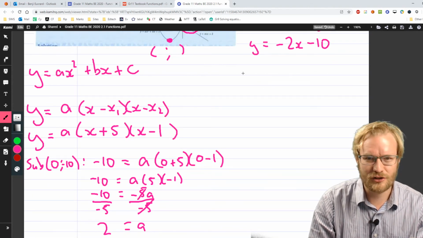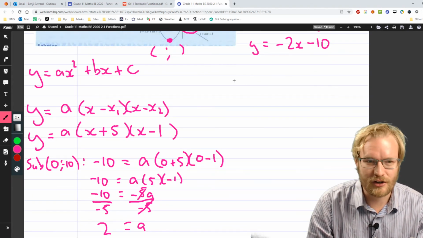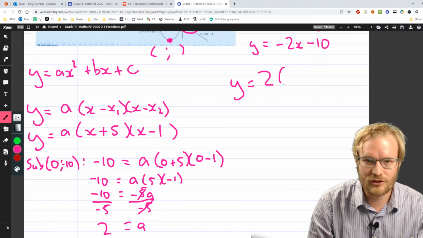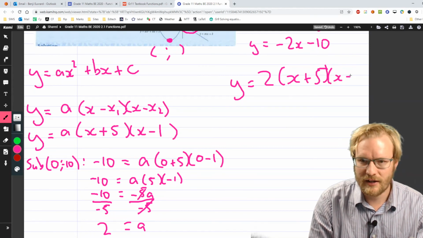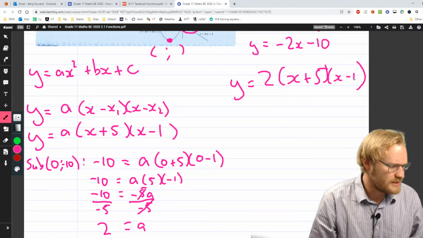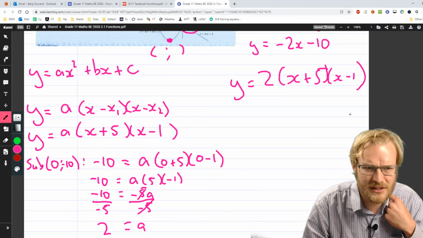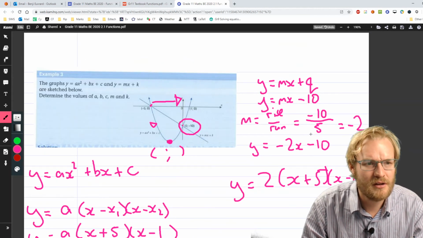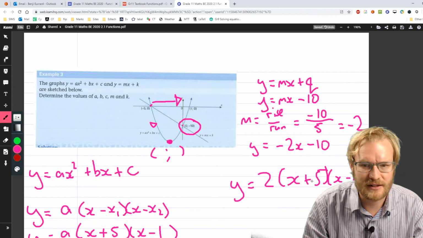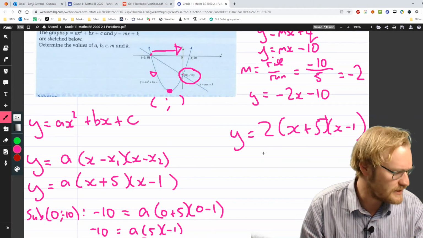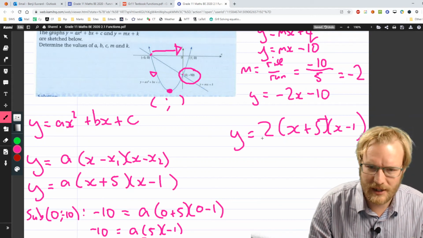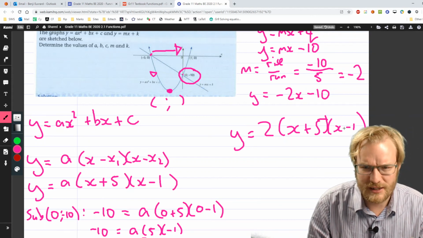A equals 2, so we can put it in here and go, well, y equals 2, x plus 5. So I'm using this equation and going A is 2, x plus 5, x minus 1. And what did it ask for? Did it say determine the values of A, B, and C? Okay, so we just need to do a little bit of work because we haven't shown what A, B, and C are. So we'll need to multiply this out.